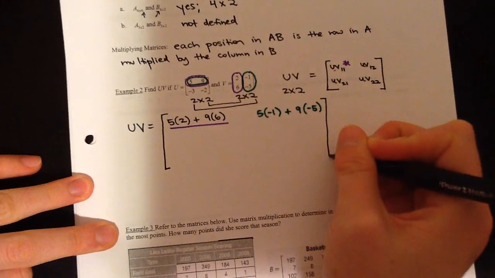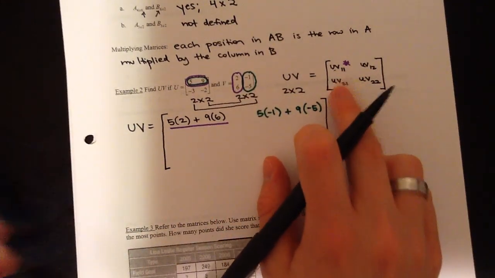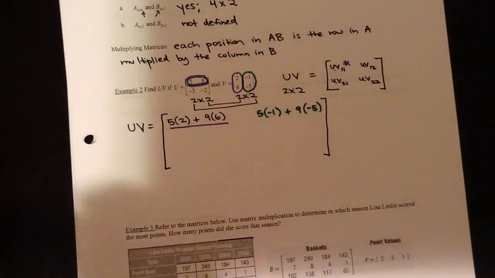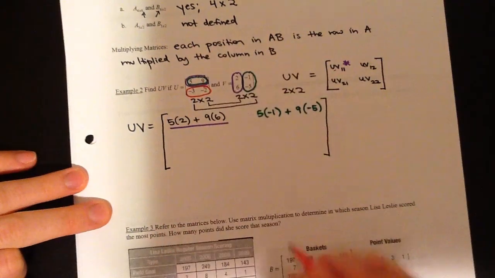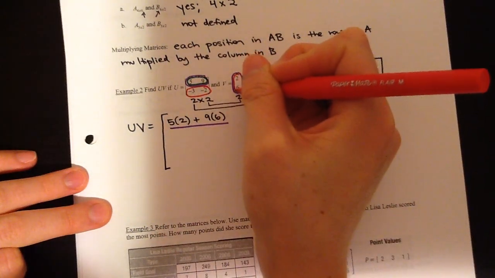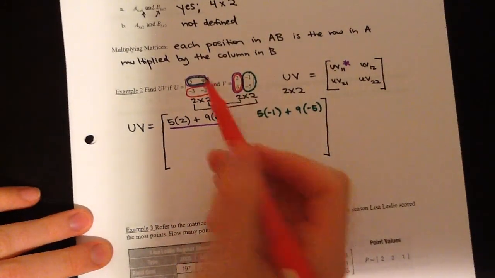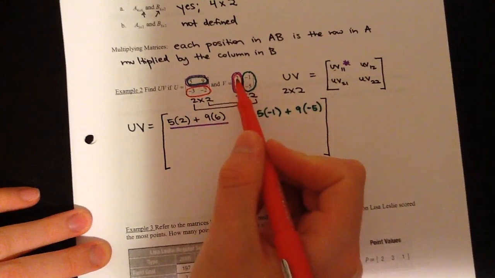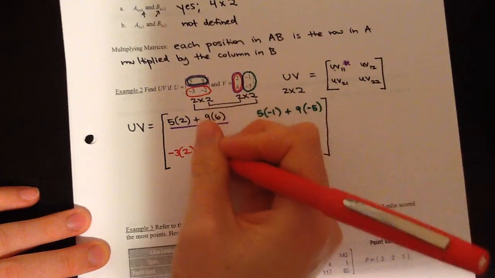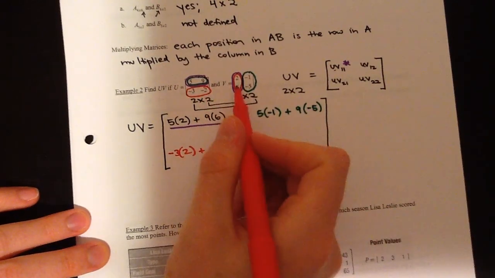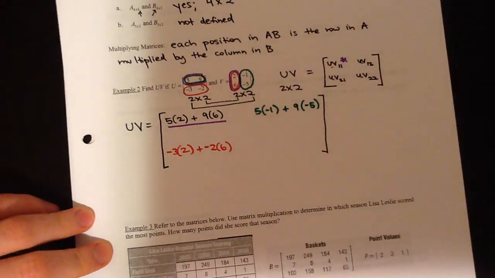Okay, so let's close this off. Now I'm going to go down into the second row. So in the second row, I want to be in the second row in the first column. So back in my original matrices, I use the second row and I use the first column over here. All right, so pair these up just like I did in the previous ones. -3 times +2. And then I combine that with a -2 times a +6. Okay, I'm going to add those up.